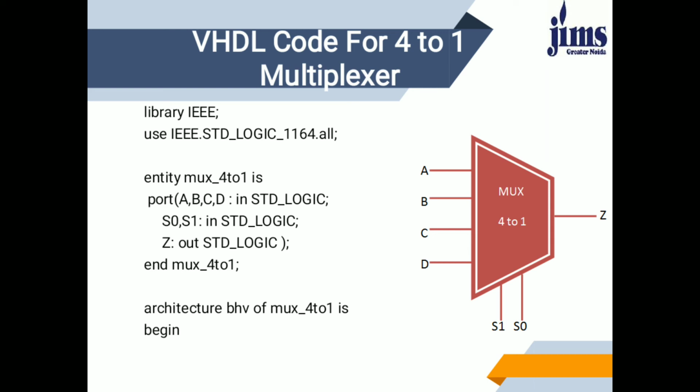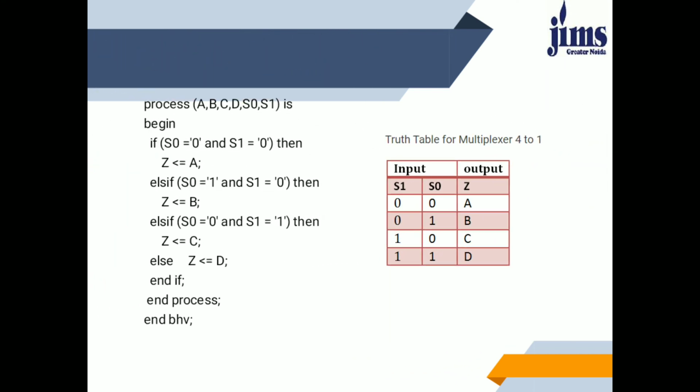In this, we can define inputs A, B, C, D. See, entity mux underscore 4:1. Ports A, B, C, D are input ports, as well as selection lines S0 and S1 are also input ports. Here the output is Z. To define it, we will use the if else statement, as the sensitivity list will be A, B, C, D inputs and S0, S1. So all 6 inputs are written here.